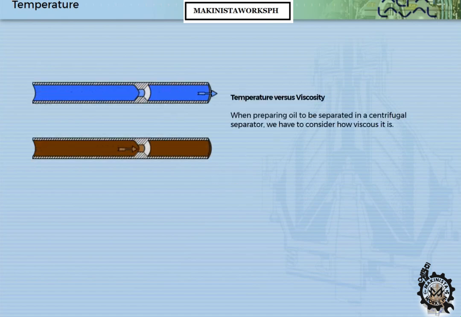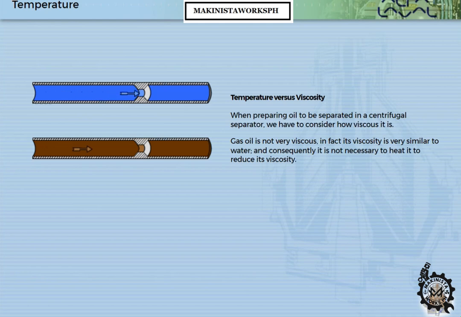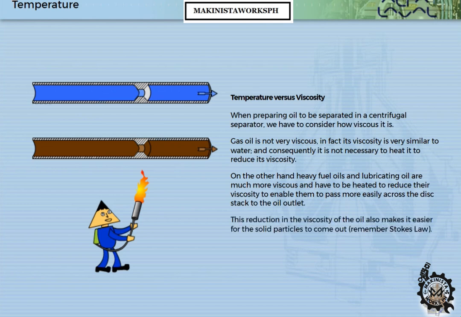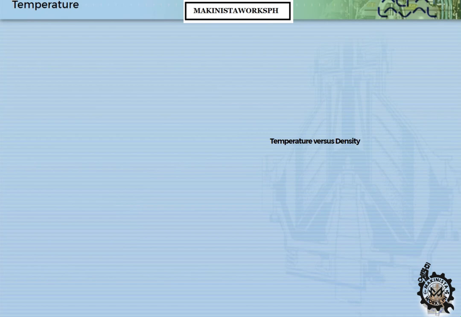When preparing oil to be separated in a centrifugal separator, we have to consider how viscous it is. Gas oil is not very viscous. In fact, its viscosity is very similar to water, and consequently it is not necessary to heat it to reduce its viscosity. On the other hand, heavy fuel oils and lubricating oil are much more viscous, and have to be heated to reduce their viscosity to enable them to pass more easily across the disc stack to the oil outlet. This reduction in the viscosity of the oil also makes it easier for the solid particles to come out. Remember Stokes' law.